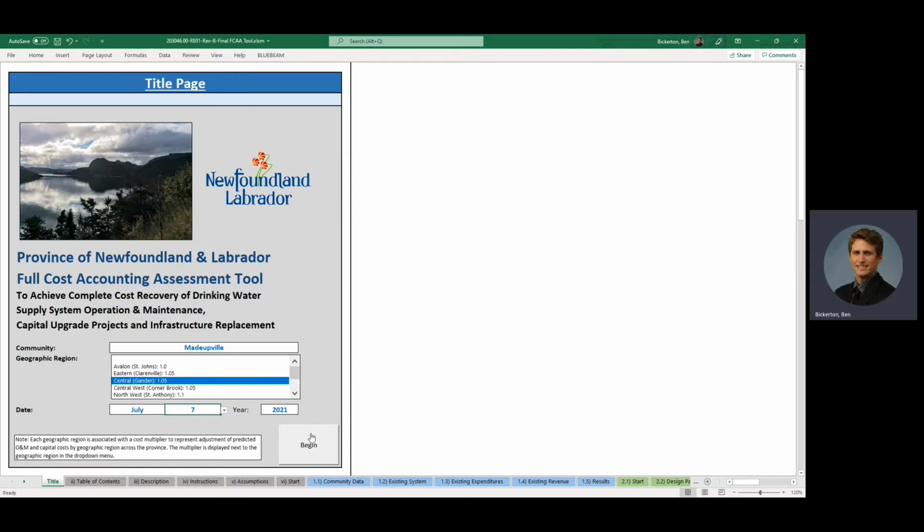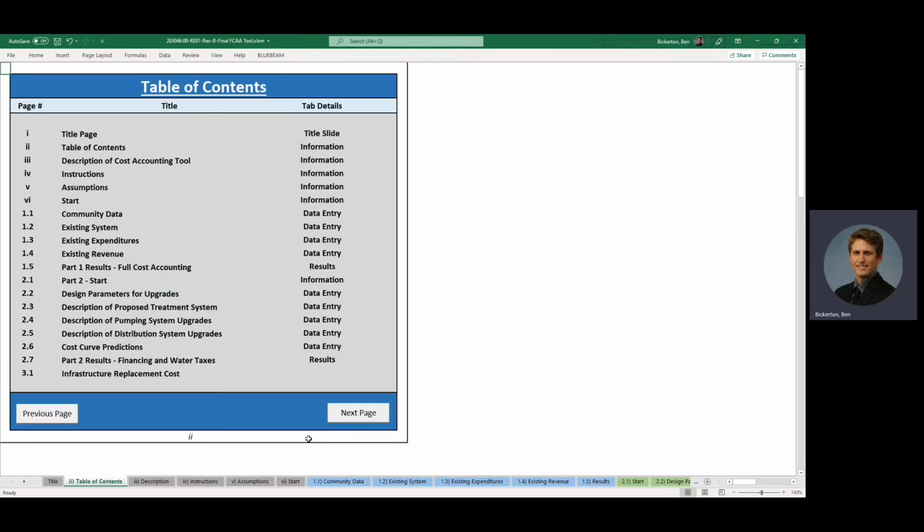There's a number of buttons at the bottom of each page that allow you to scroll forward and back in the tool. The table of contents here lists each section of the tool, which gives a guide of what each page does as well. A more detailed explanation of each page is included in the user guide, but the table of contents gives you a brief summary of which pages are for information, which pages are used for data entry, and which pages provide the results.